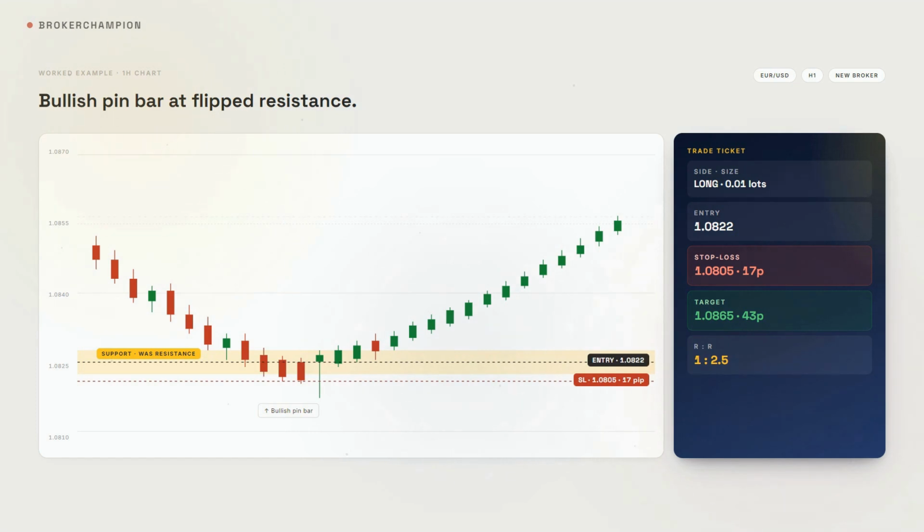Stop loss at 1.0805. That's 17 pips of risk. Target 1.0865, which is 43 pips. Risk to reward roughly 1 to 2.5.